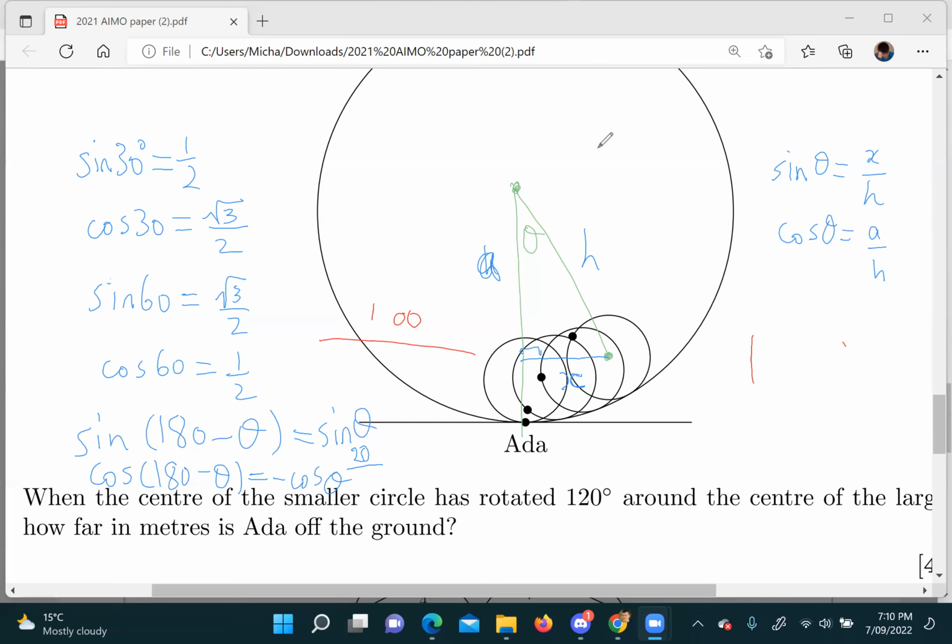We know the angle, we know the hypotenuse, because the hypotenuse is just 100 minus 60. Actually we know h, that's good. So this is actually 80, right? And theta equals 120. So we get that sine 120 equals x on 80. So this is 120, so maybe I could draw it a bit more accurately.